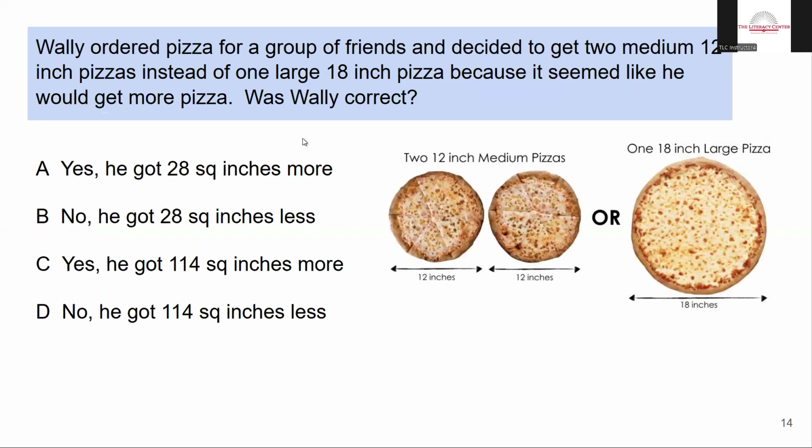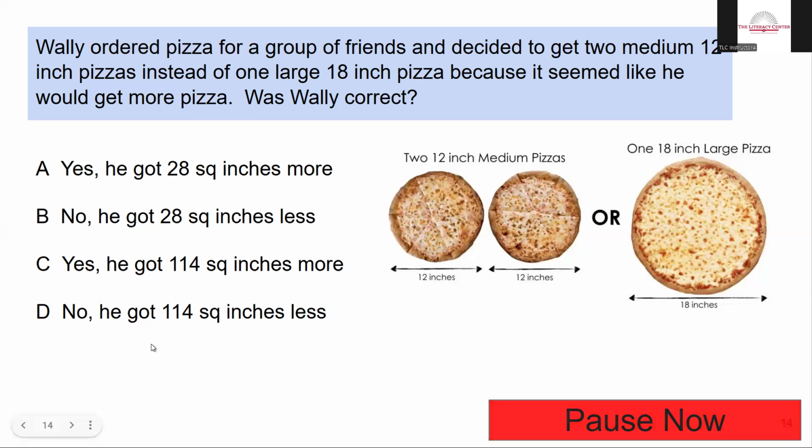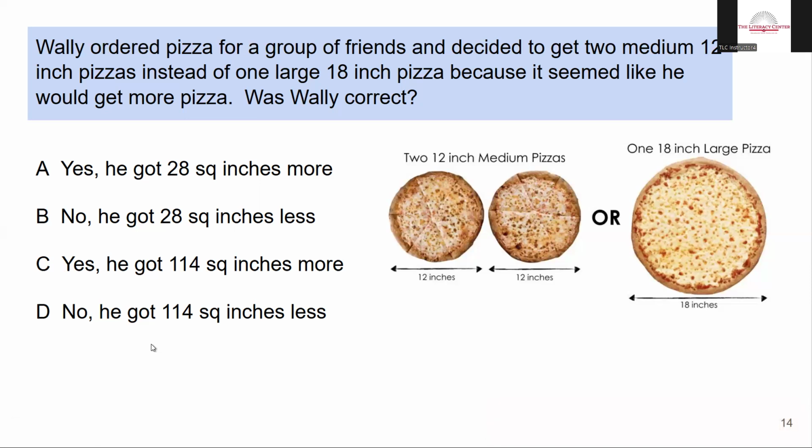This is an example of how we can make an area problem with a circle a little bit more complicated. Wally ordered a pizza for a group of friends and decided to get 2 medium 12-inch pizzas instead of one large 18-inch pizza because it seemed like he would get more pizza. Was Wally correct? And for what was the result? So I'm going to pause this video, let you work on that, and then show you a solution. I should have said you pause the video. Sorry about that. I'm sure you understood what I meant.